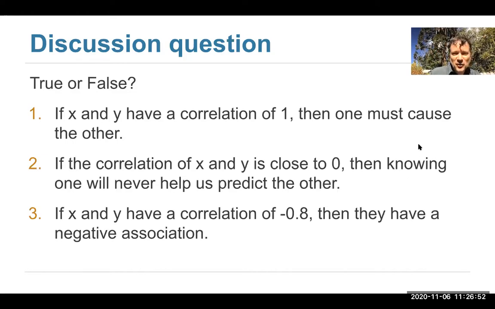All right, number 2, true or false? If the correlation of X and Y is close to 0, then knowing one will never help us predict the other. I'd go with true. If the correlation is close to 0, oh, wait. Be careful. This one's a little tricky. I almost got caught by this. I was about to say true, but actually there's a problem. If the correlation is close to 0, then there's no association, so one won't help us predict the other. What's wrong with that? That's actually not correct.